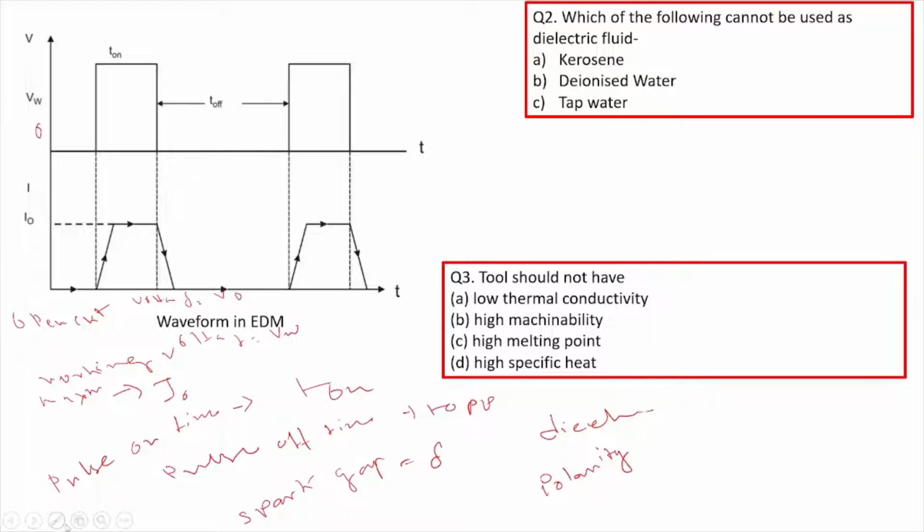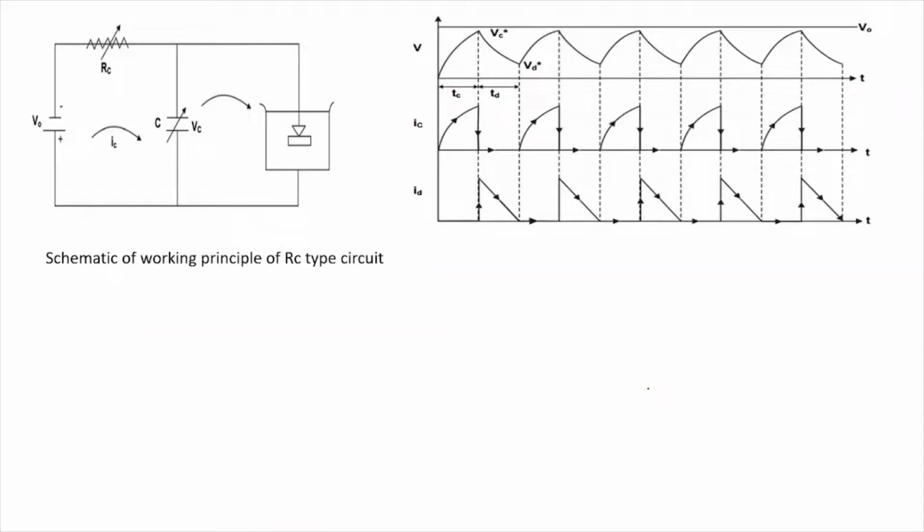So the right answer would be tap water. And tools obviously shouldn't have low thermal conductivity, high machinability, high melting point, or high specific impact. Tool should not have low thermal conductivity. It should have high thermal conductivity. So the right answer will be option A.